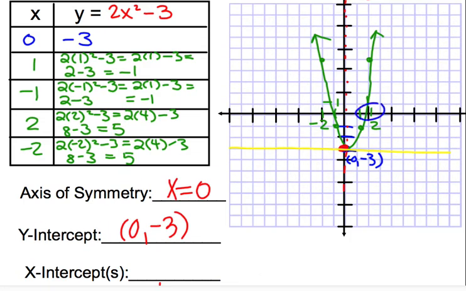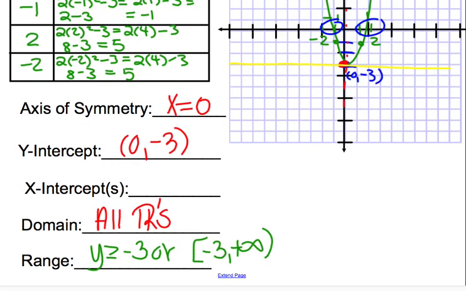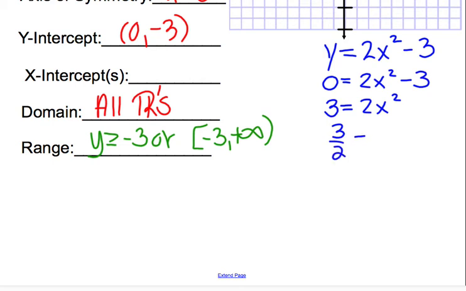Where does it touch on the x-axis? So it looks like it's about between 1 and 2, but we're not sure yet. So I'm just going to go ahead and write that equation. Y equals 2x squared minus 3. So we're going to solve this equation for the x-intercept. So I'm going to let y equal 0, and I'm going to solve it for x. So I'm going to add 3 to both sides. Then I'm going to divide both sides by 2. Then I'm going to square root both sides.